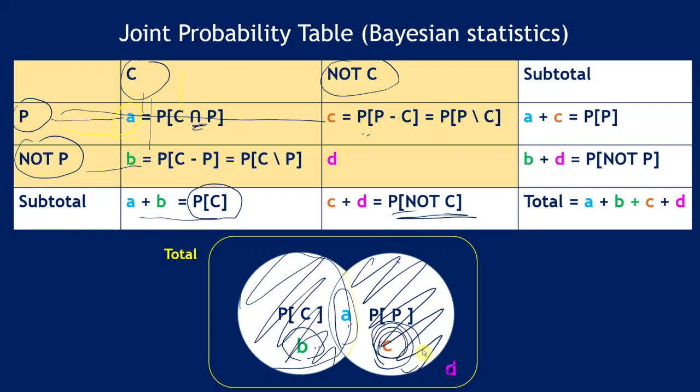You also see that when you add A and C up, you get the probability of liking peanuts. You add B and D up, you will get the probability of not liking peanuts. And then you add A, B, C, D all together, you will get both the C and P circles plus everything else in the sample space. So that is our total right here.